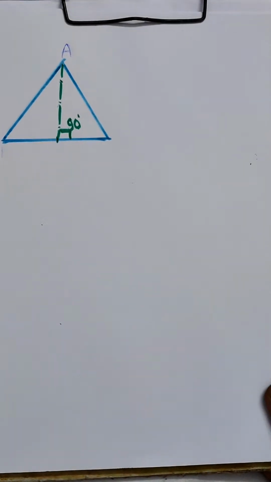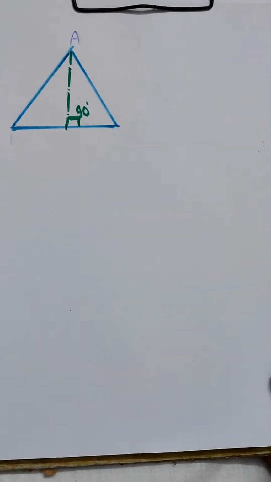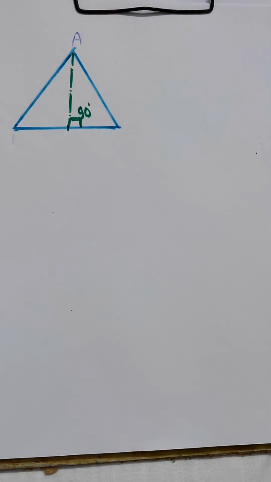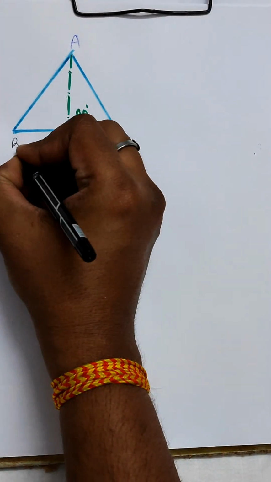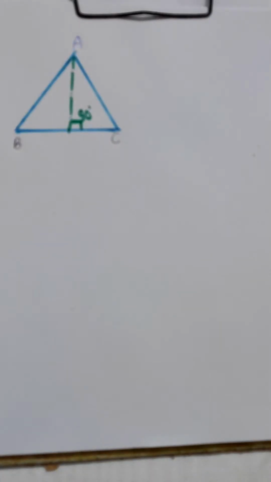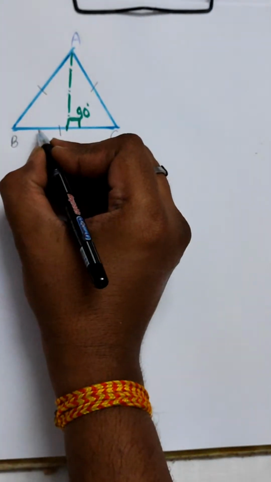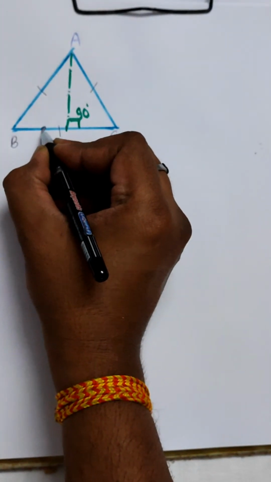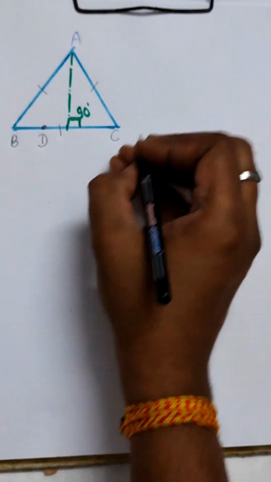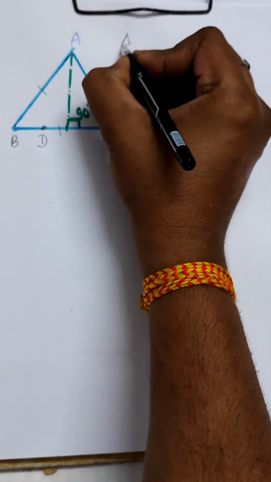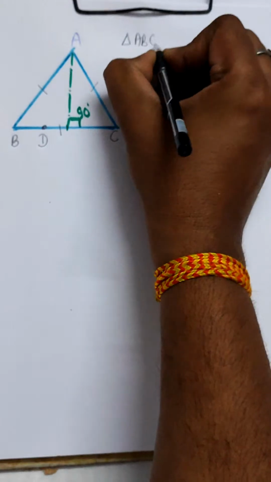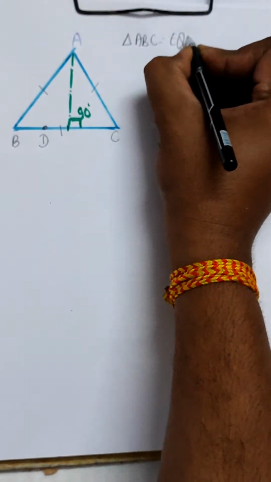Where a triangle ABC is given to you. That triangle is equilateral, and it's given that BD is equal to 1 by 3 BC. So if this ABC is your equilateral triangle, then AB equal to AC equal to BC. All these three sides are equal. And there is a point D over here.